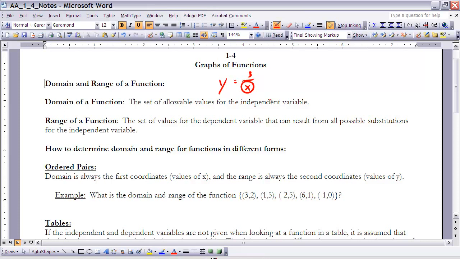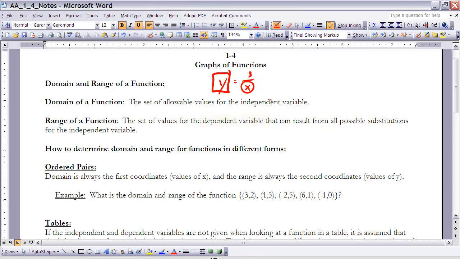The range of a function is the set of values for the dependent variable that can result from any substitution for the independent variable. So when you've established what your domain is, the range is the values that can come out of the function. What are the values that I could get for y, or the dependent variable?